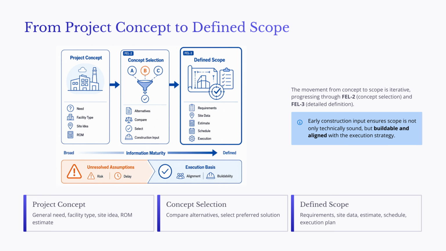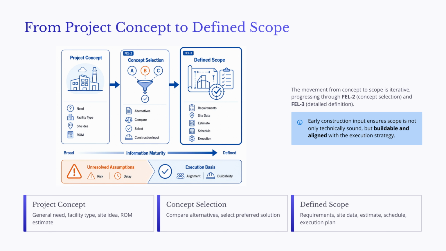During concept selection, the team may compare different sites, building configurations, process technologies, delivery strategies, and phasing approaches. The goal is not to complete every design detail. The goal is to choose the option that best satisfies the owner's objectives and can realistically be delivered. Once the preferred option is selected, the team develops the defined scope. This includes requirements, site data, cost and schedule basis, procurement strategy, execution plan, and risk information.